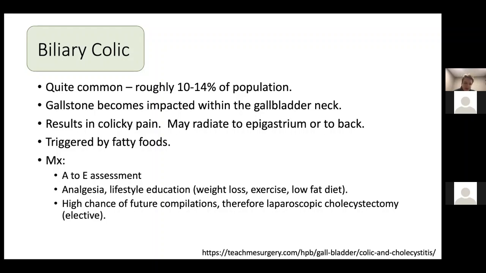There is a high chance of complications if a patient has biliary colic. So although it's impacted in the gallbladder neck, the gallstone does not leave the gallbladder. So there's a potential in the future it could get lodged in the CBD and cause maybe acute cholecystitis or cholangitis in future. So NICE recommends that laparoscopic cholecystectomy is offered to patients who have biliary colic.